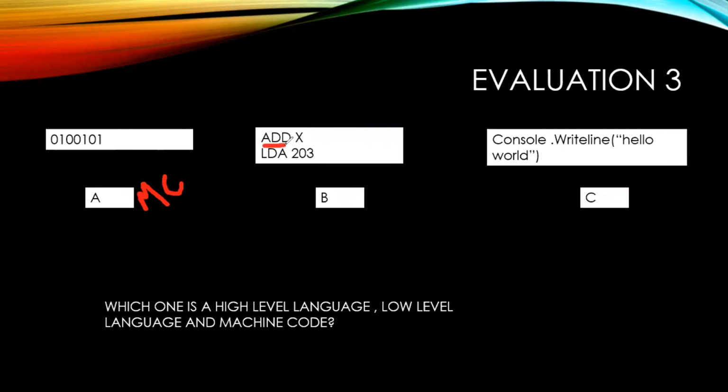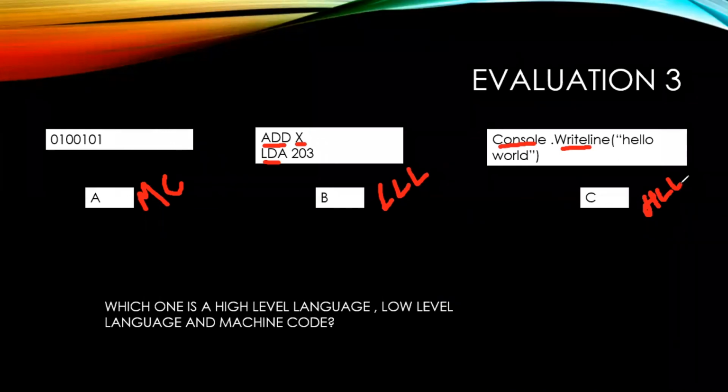Now add X, LDA, and then maybe X is an address here. Therefore, here we are speaking about assembly language, but assembly language is what? A low-level language, so LLL. The third one, console.writeLine, hello world. As you can see, it contains English-like keywords. Okay, therefore C is a high-level language. Now, you may be asked for a reason why C is HLL, then you'll have to say it is closer to human language, it contains English-like keywords, it is easier to write and understand.